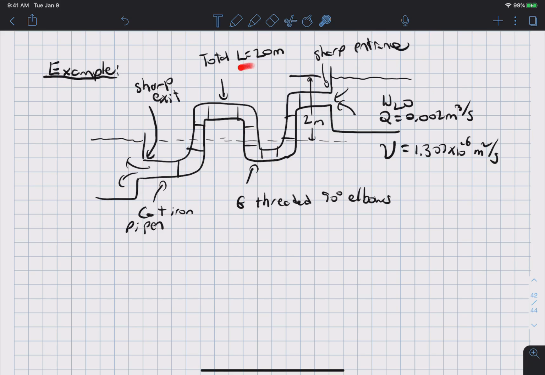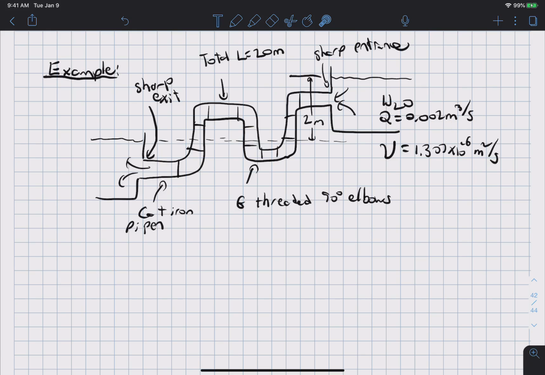This piping system in total has a length of 20 meters, and it consists of 6 90-degree threaded elbows, and the change in elevation between the top tank that is draining is 2 meters from the level of water in the lower tank here. Okay, and so there is water flowing in these tanks. The volumetric flow rate is 0.002 cubic meters per second.